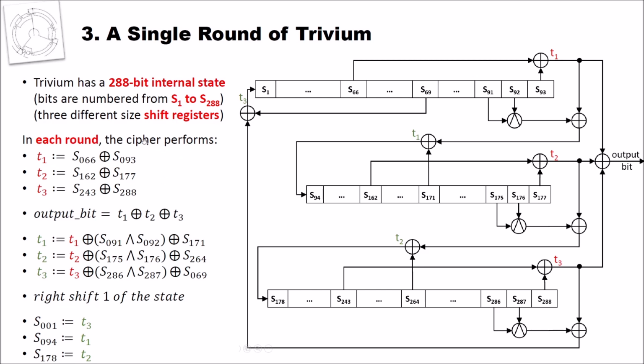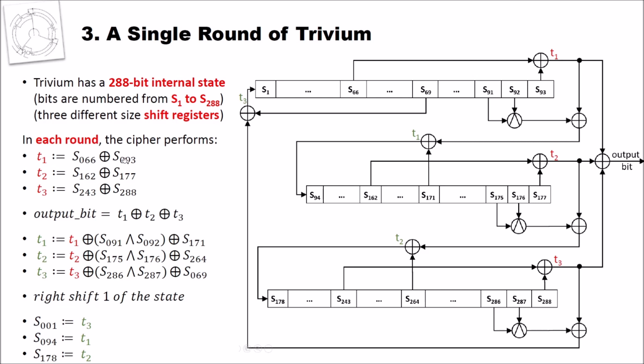It first computes intermediate values T1, T2, and T3. These are XOR combinations of different bits. Let's have a look at T1 for example. T1 is a XOR combination of S66 and S93. I only put the 0 here so that all the numbers here have the same size. So as I said, T1 is S66 XOR S93.